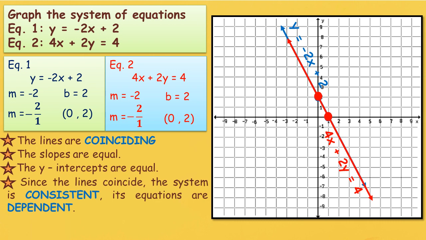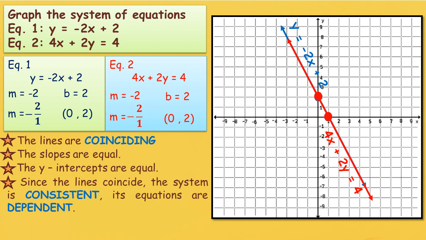Since the lines coincide, the system is consistent, its equations are dependent. Okay, so kung mapapansin natin, kapag ang equations ay may magkaparehas na slope at magkaparehas na y-intercept, ang kanilang graph ay coinciding. Okay, parehas lang sila ng dinaanan, katulad ng nakikita natin dito.